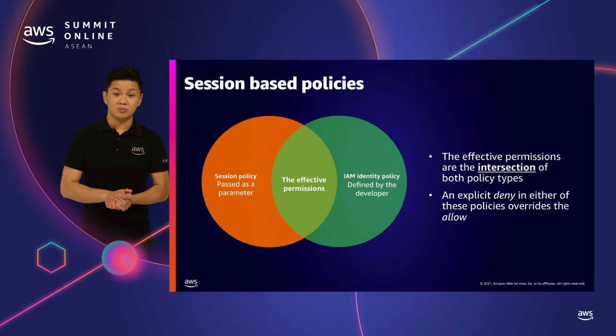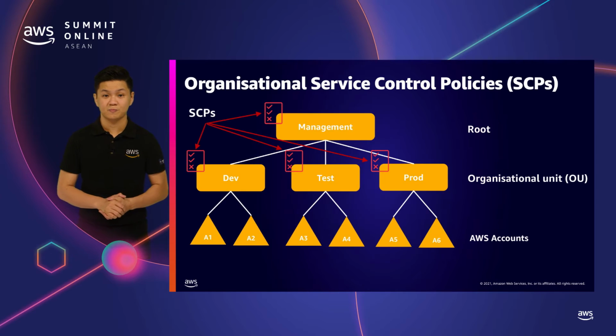Again, the effective permission is the intersection of both policy types, which will effectively limit the scope of what the identity-based policy is defined. On to organization SCPs, right?